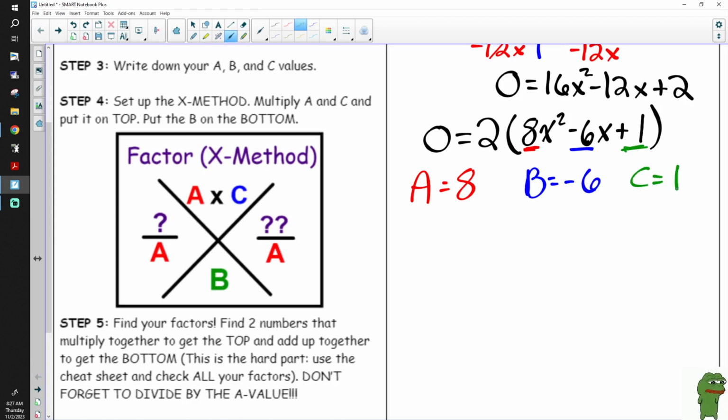And my c value is? Alright, that's it. Write down a, b, c. Got them. Now it is time to do our favorite part, and that is the x method. Draw your x.